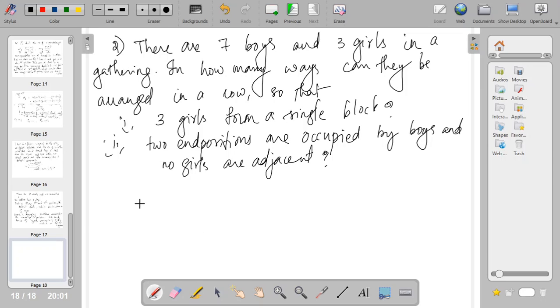So let us do the first part. There are 7 boys and 3 girls. In the first part, 3 girls must form a single block. Since 3 girls form a single block, it is like arranging 7 boys and 1 single block.